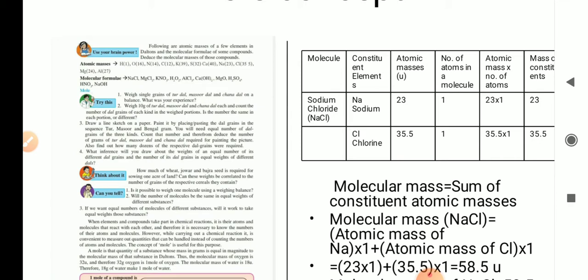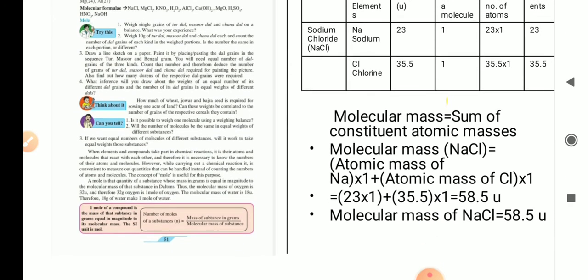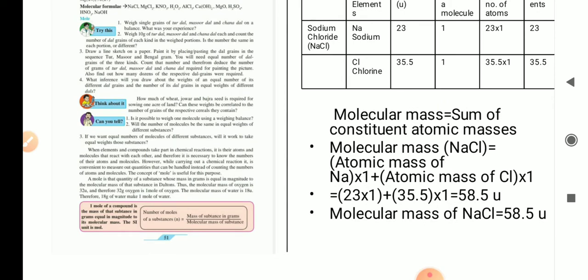Okay, so we add this up. Now molecular mass is equal to sum of the constituent atomic masses. Molecular mass of NaCl is equal to atomic mass of sodium into 1 plus atomic mass of chlorine into 1. So 23 into 1 plus 35.5 into 1, that is 58.5 Daltons. Molecular mass of NaCl is 58.5.